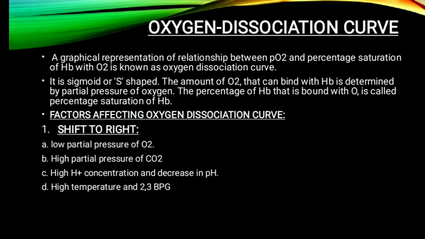Next important topic is the oxygen dissociation curve. What is the oxygen dissociation curve? It is simply a graphical representation between the partial pressure of oxygen and the percentage saturation of hemoglobin with oxygen. It is represented in the form of an S or sigmoid curve.